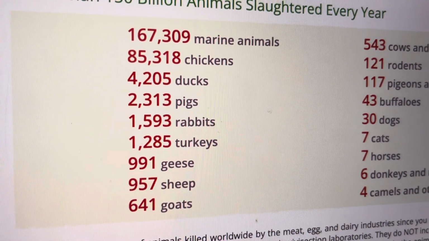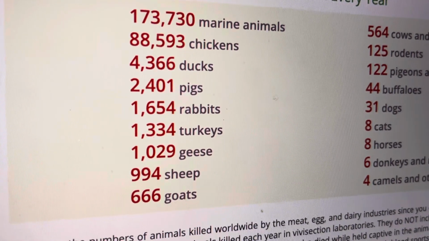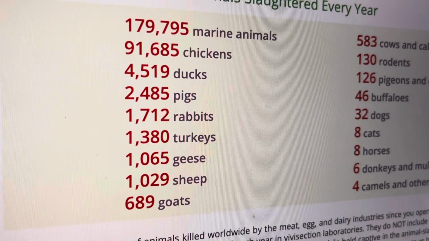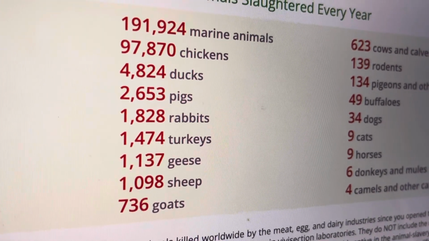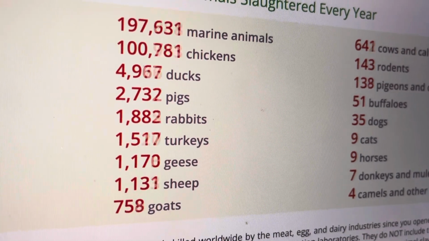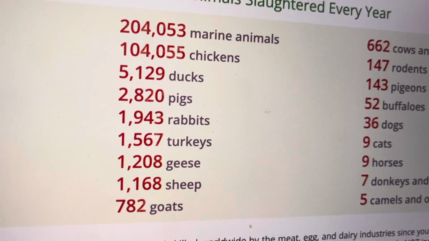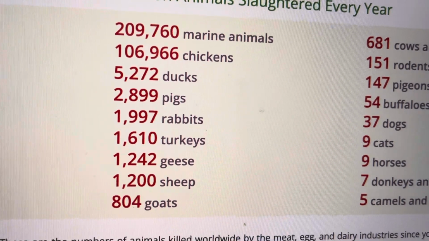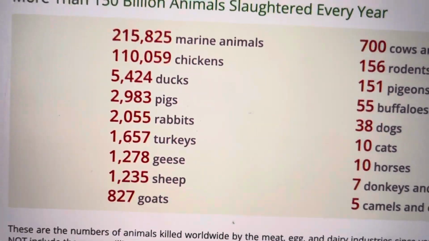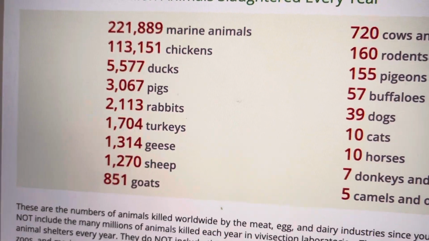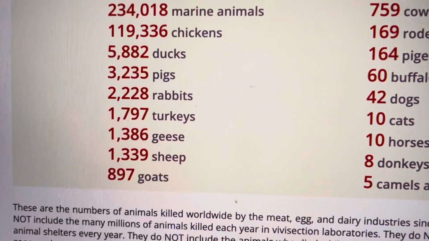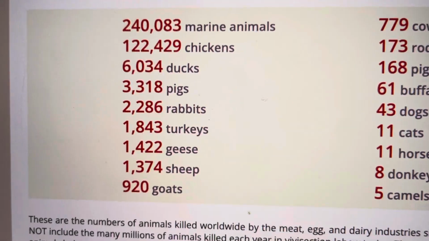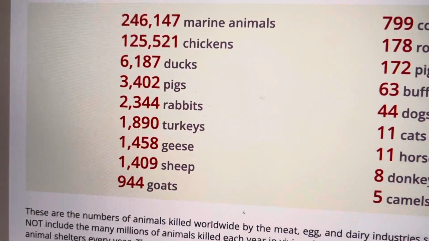Ducks are also killed. So are pigs. Pigs are killed in gas chambers at just 6 months old. Totally unnecessary. It's not necessary for us to eat bacon, sausage, ham, or pepperoni. We can choose other options. Worldwide, many rabbits are killed and turkeys. Many of you eat turkey on so-called special occasions.